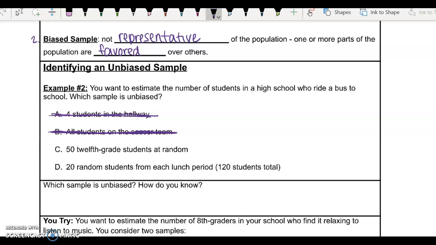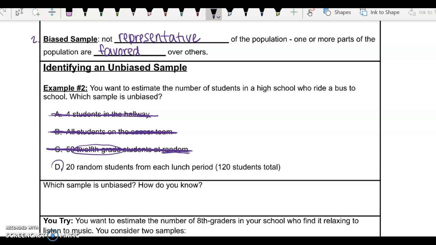C, 50 12th grade students at random. While they're at random, and we like that part, it's still all 12th grade. By 12th grade, you are about 17 or 18 years old, which means that you typically have your license, so you have a car or you have friends that can drive. So this one is not what we want either, because it's all 12th grade. It doesn't represent the whole school.